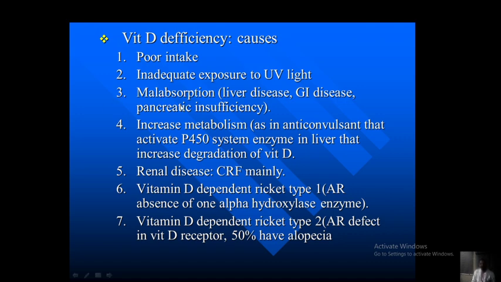Malabsorption syndrome: tropical sprue causes decreased absorption from the intestine, and some liver diseases and pancreatic insufficiency can also cause it. This is a malabsorption disease by which absorption of calcium will not take place. Also, increased metabolism, as with anticonvulsant drugs, activates the P450 system enzymes in the liver, which increases the degradation of vitamin D.